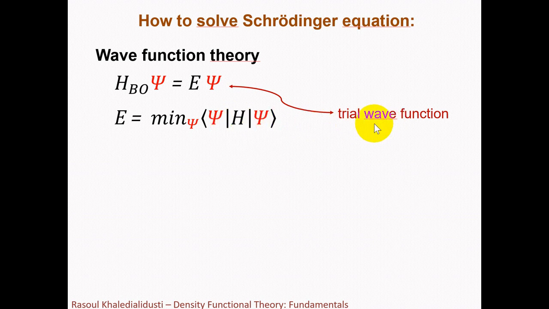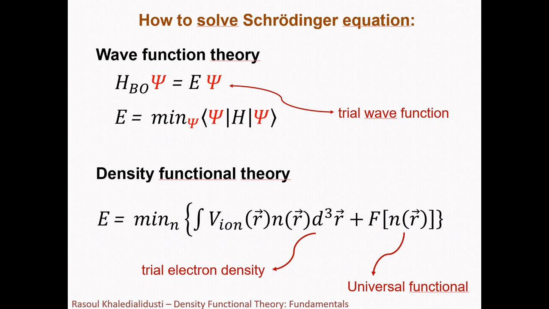So by having a trial wave function, we can start minimizing the expectation value, and as long as we find the wave function that in fact minimizes this expectation value, we have found the exact wave function, because from the variational principle, we know we can't go below the correct energy. In density functional theory, moreover, there is a similar high-level approach that can be applied. So instead of having a wave function as our trial variable, we have a trial electron density in DFT.